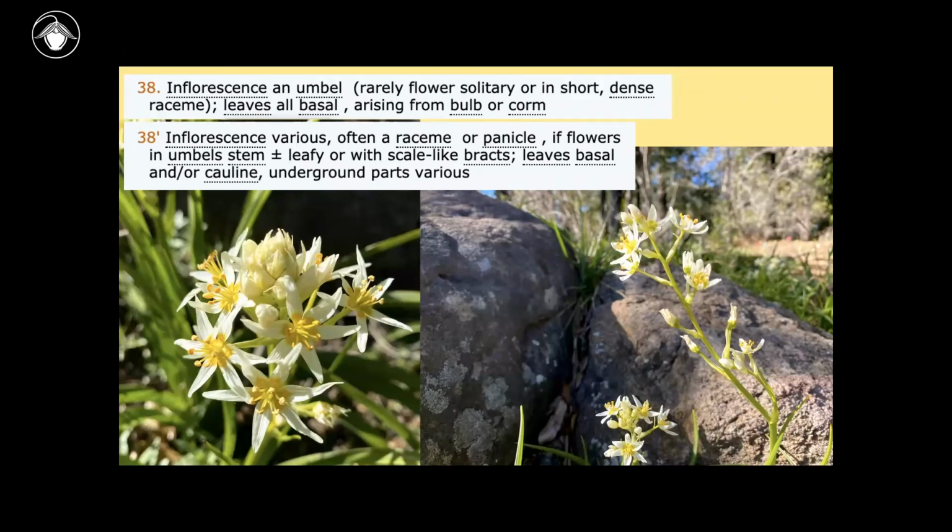Inflorescence an umbel, rarely flower solitary or in a short, dense raceme. Leaves all basal, arising from a bulb or corm. Or inflorescence various, often a raceme or panicle. If flowers in umbels, stem more or less leafy or with scale-like bracts. Leaves basal and/or cauline, underground parts various. In this case, the inflorescence is an elongate raceme.